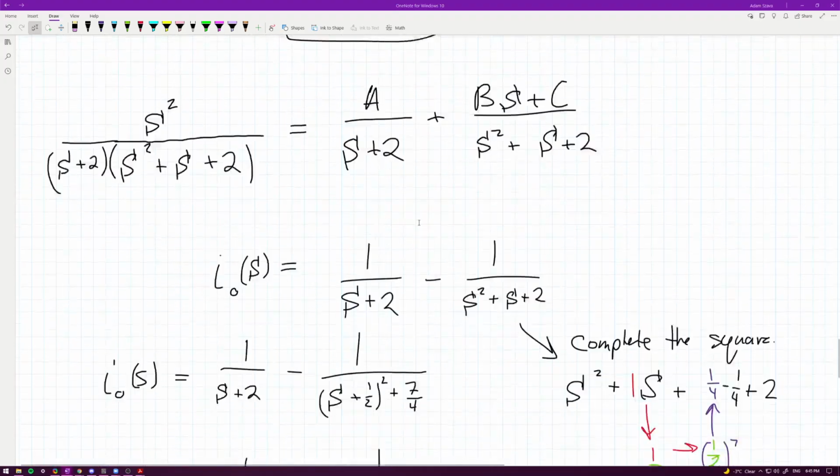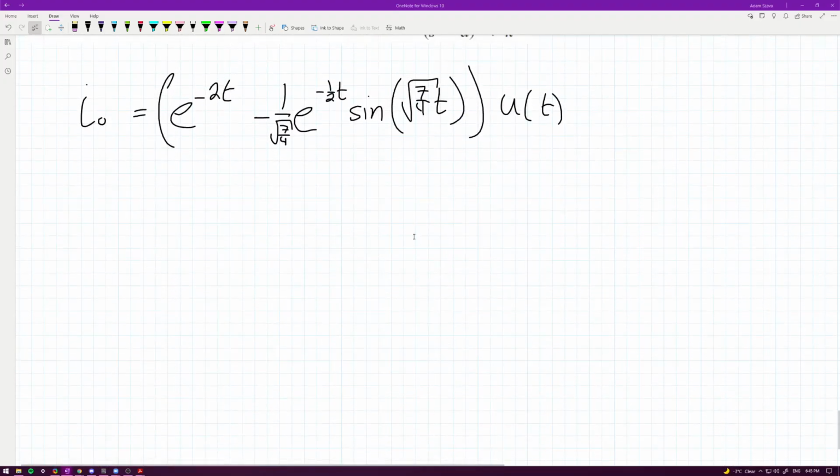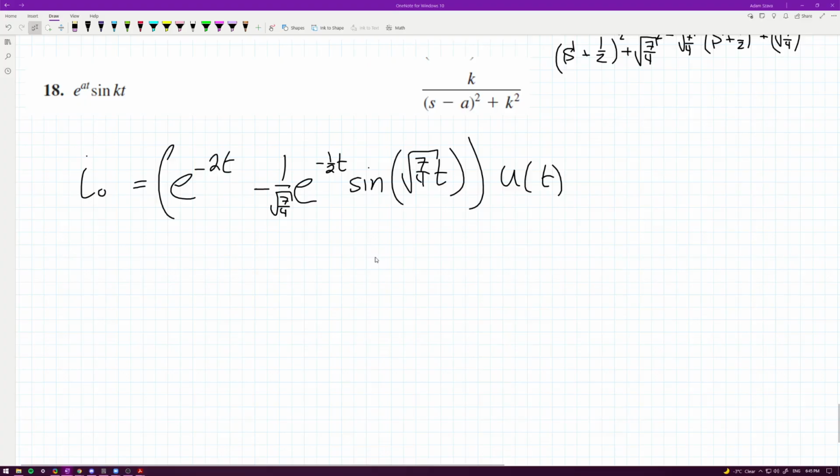Okay, I'm happy we made it through that. No problems there. Good. Okay, so let's finish up. I guess I will clean this up just a little bit. So 1 over root 7 over 4 is root 4 over 7, which is 2 over root 7. So I'll just add that there. And then there we go. That should be our final answer.